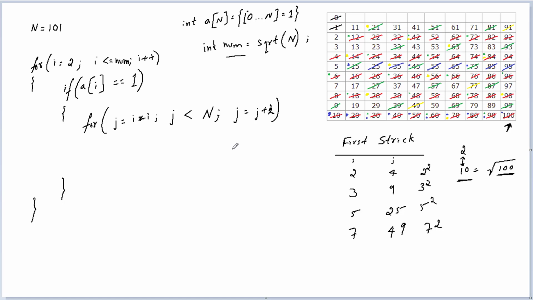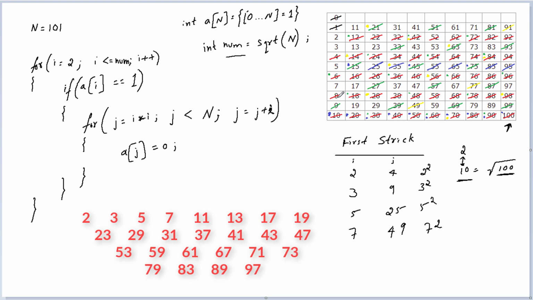A of I has not been modified yet. So track the values of I and j here. If it's clear, then move further. So j selects all the multiples of I, so I'll store 0 at a of j. That's it. That's all we need to do. This would give all the prime numbers from 2 to n.